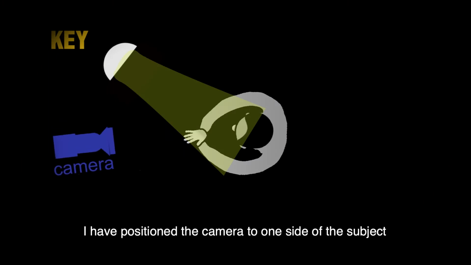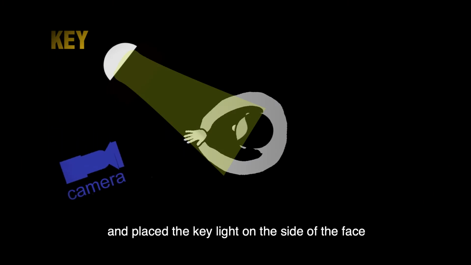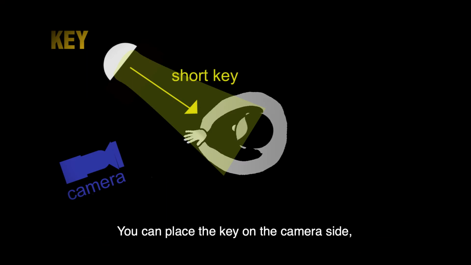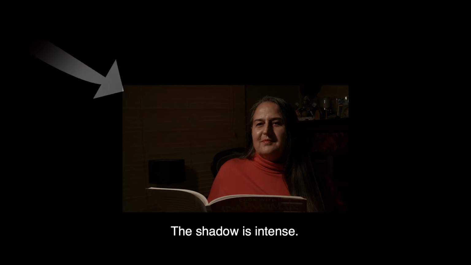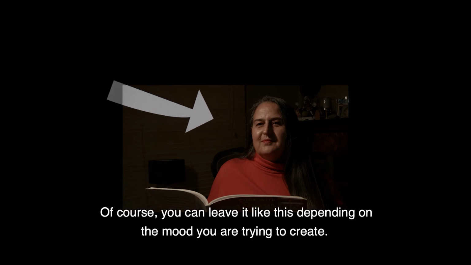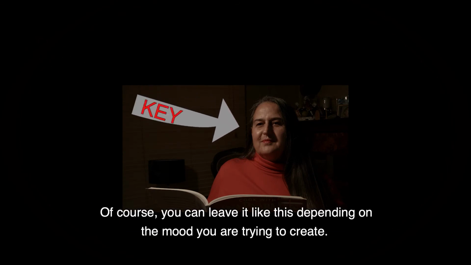I've positioned the camera to one side of the subject and placed the key light on the side of the face furthest away from the camera. In movies they call this a short key. You can place the key on the camera side, which is the broad key. The shadow is intense. Of course, you can leave it like this depending on the mood you are trying to create.